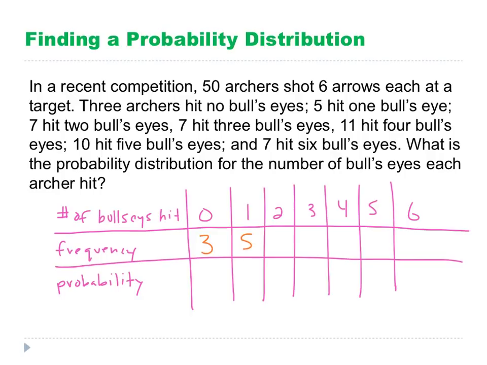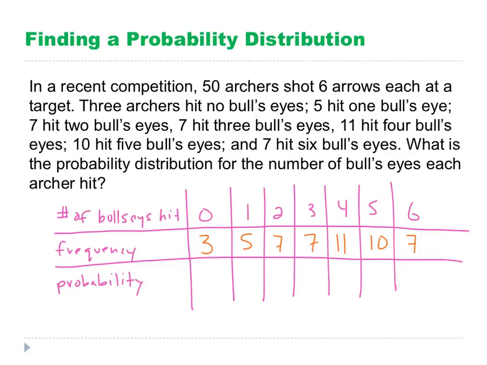So I would say those 8, I'm not even sure you can actually call them archers. If they hit 0 or 1 bullseye, they definitely need some more practice. And then let's see, we got 7 hit 2. Tells us 7 hit 3. They're only a little bit better. All right, 11 hit 4 bullseyes. Now we're starting to get into some real archers here. 10 hit 5 bullseyes. And finally, 7 hit all 6 bullseyes in their 6 shots.